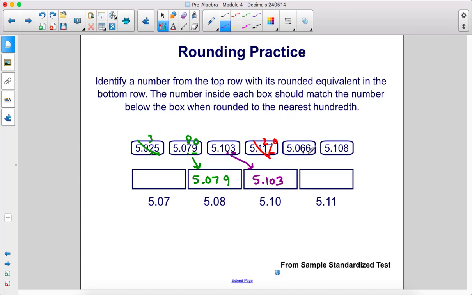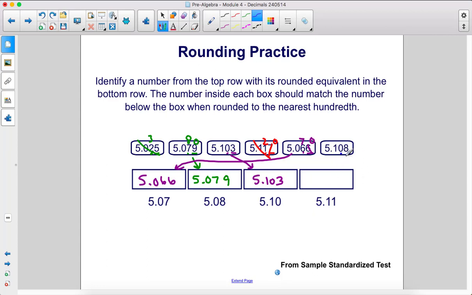Here, that's the hundredth. That's the number to the right. That's greater than 5. Therefore, this is going to become a 7. That's going to become a 0. So it's going to go over here, 5.066. And finally, I'm assuming this one's going to go here, but let's just check.